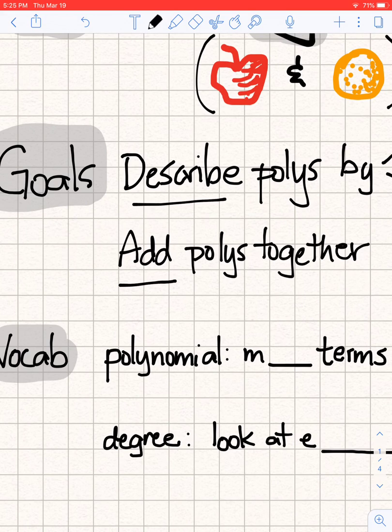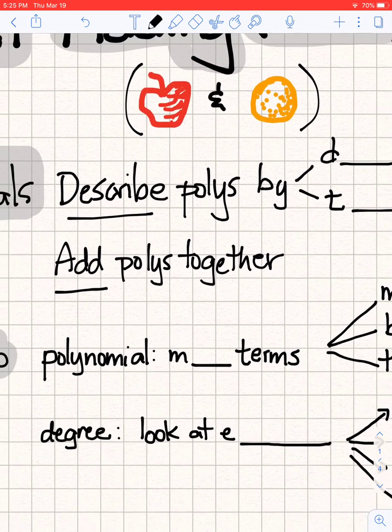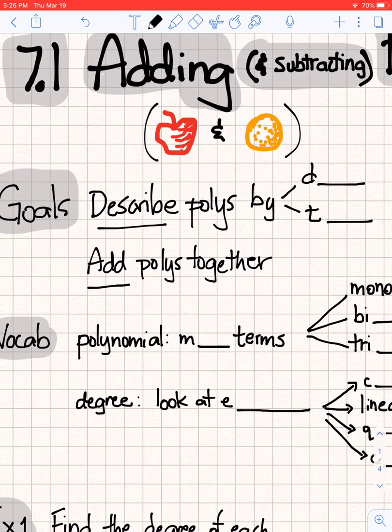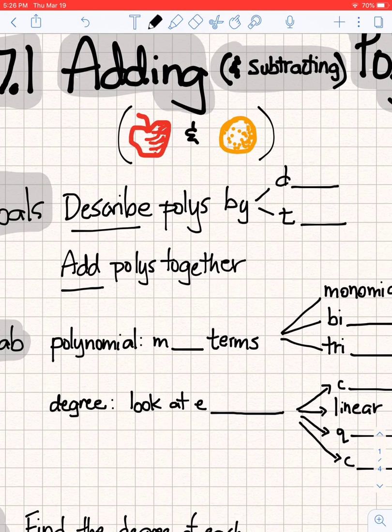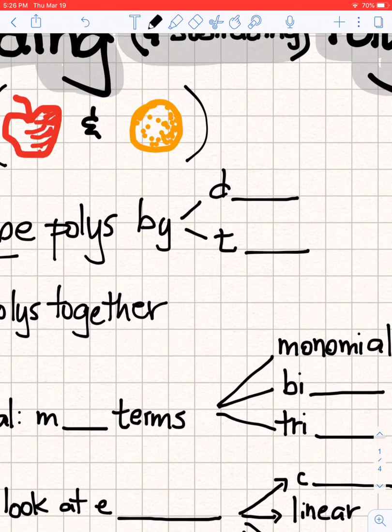Now, some people say add and subtract. I would prefer to think about always adding, just that when you see a subtraction that you change it to adding the opposite. When we say describe, we describe polynomials, and more on what is a polynomial in just a moment, but polynomials can be described two different ways. Number one, they can be described by their degree and by their terms.